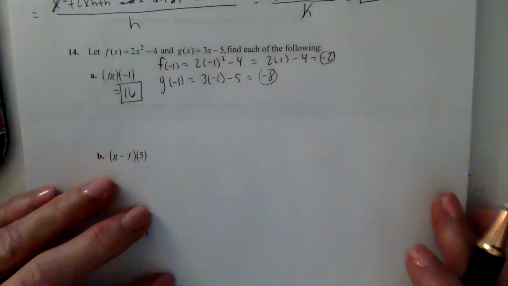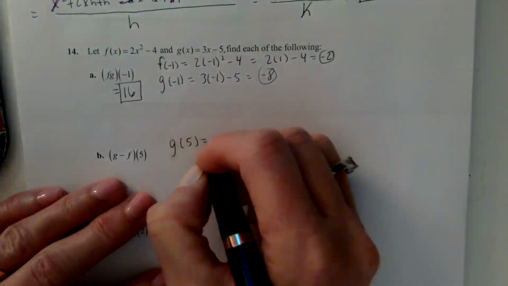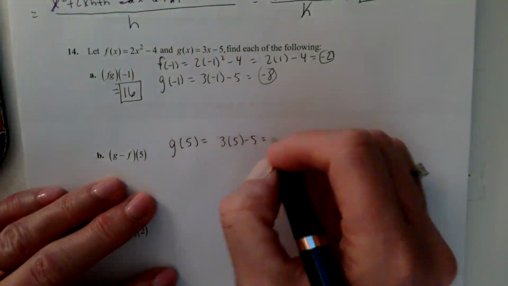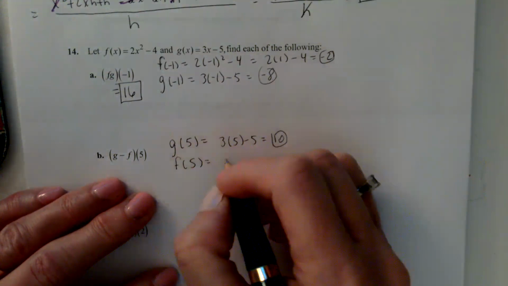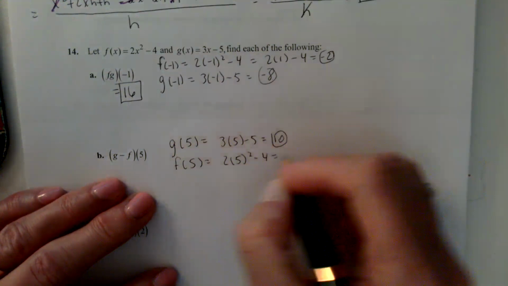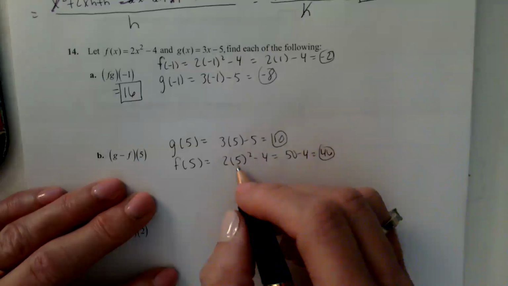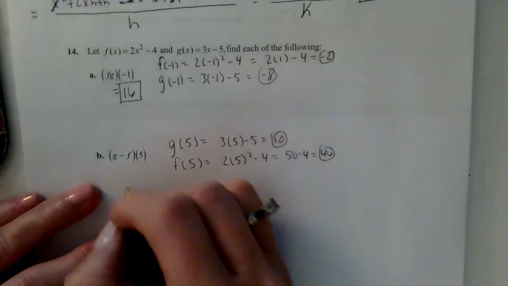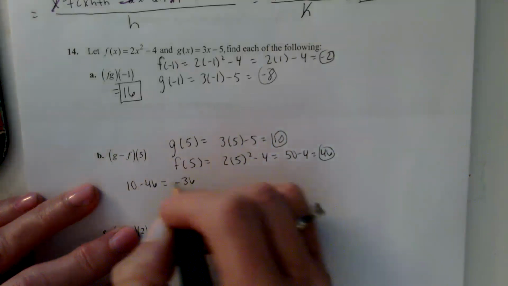So now it says we want to take the difference function evaluated at 5. So I'm going to find g at 5 first. So that's going to be 3 times 5 minus 5 is 10. And then I'm going to find f at 5, which is 2 times 5 squared minus 4. 25 times 2 is 50 minus 4, which is 46. And so we have 10 minus 46. The answer should be negative 36.